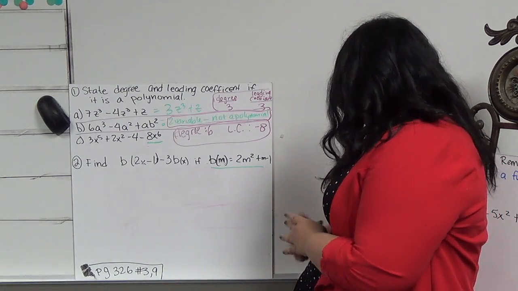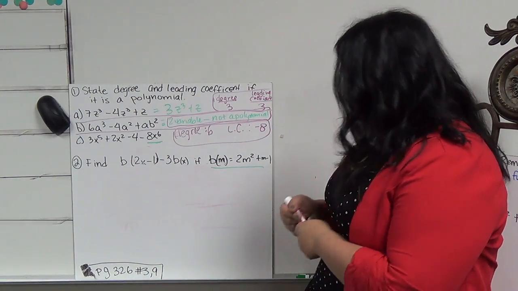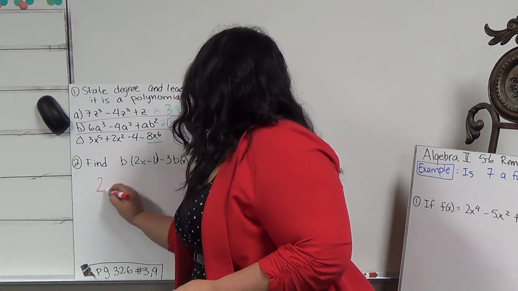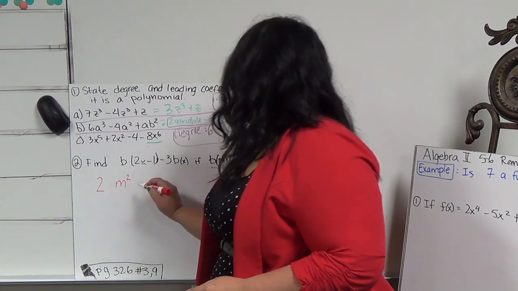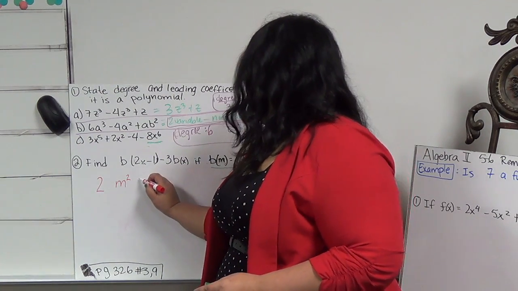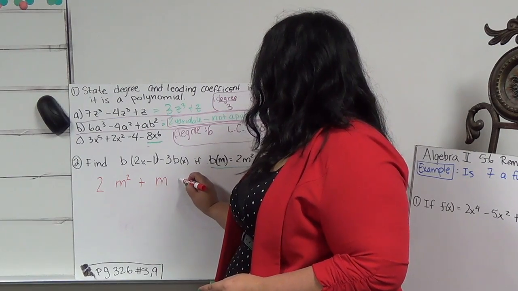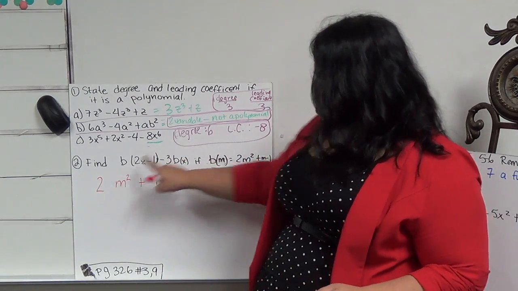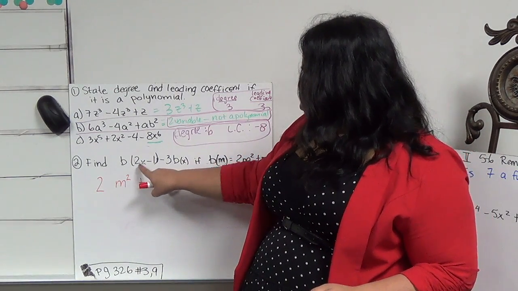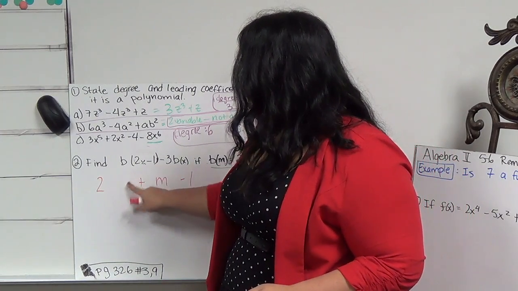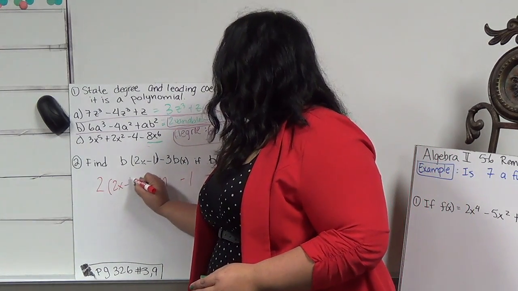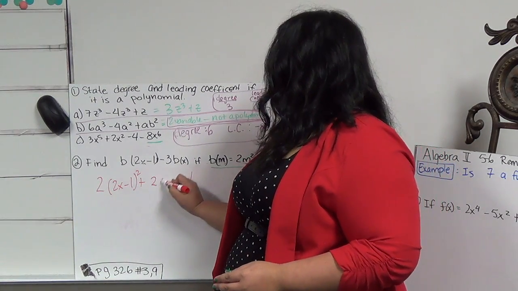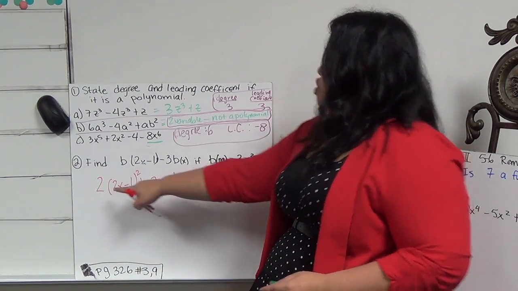So let me show you. The first is b of 2x minus 1. So I'm going to take this equation, okay? And instead of this m squared, so I took this equation, I wrote it here, and instead of m, I'm going to replace it with 2x minus 1. So this is going to be 2x minus 1 squared, okay? And this will be 2x minus 1. And everything else stays the same.